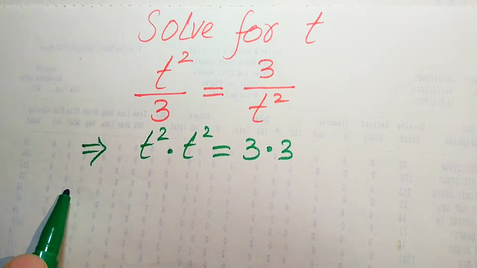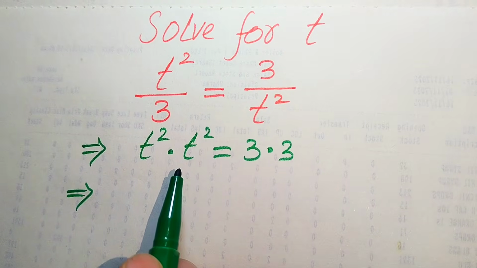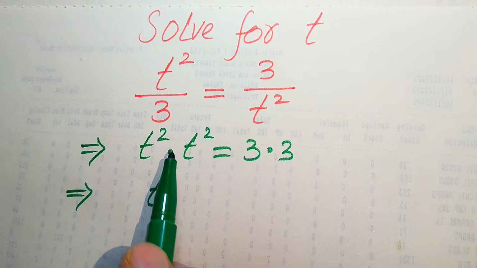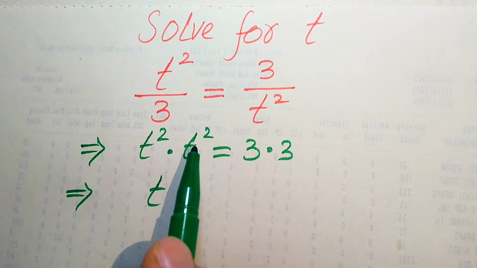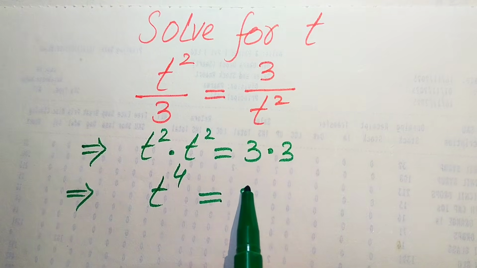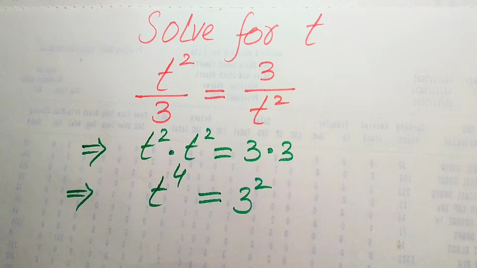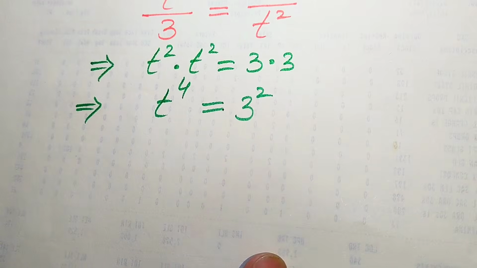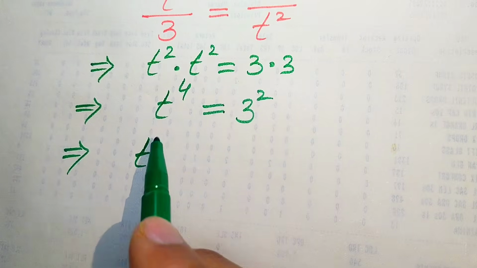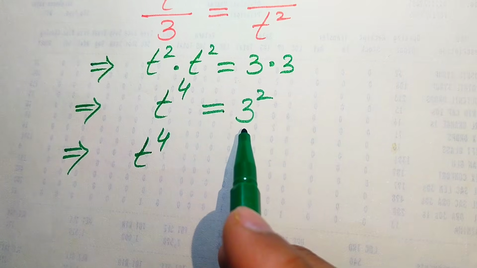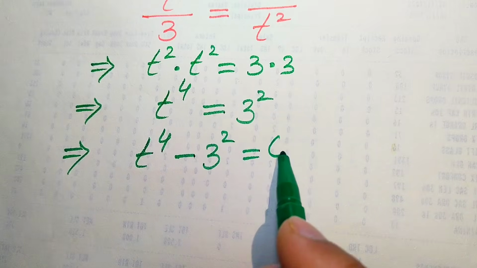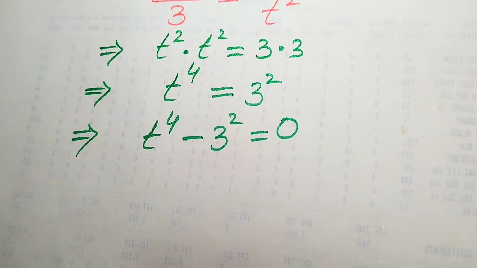Further you see that the bases on both of these two terms are the same, so we will add the exponents, and it will be written as t to the power of 2 plus 2 becomes 4, is equal to 3 multiplied by 3, which is written as 3 square. Now in the next step we rewrite this equation as t to the power of 4, and we move this 3 square to the left hand side and it becomes minus 3 square, and the whole equation is equal to 0.